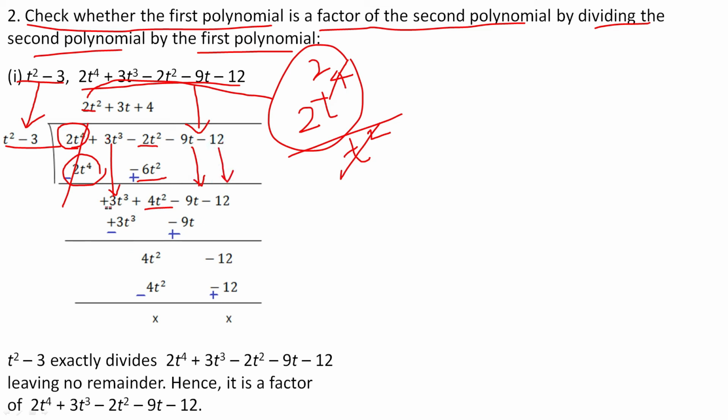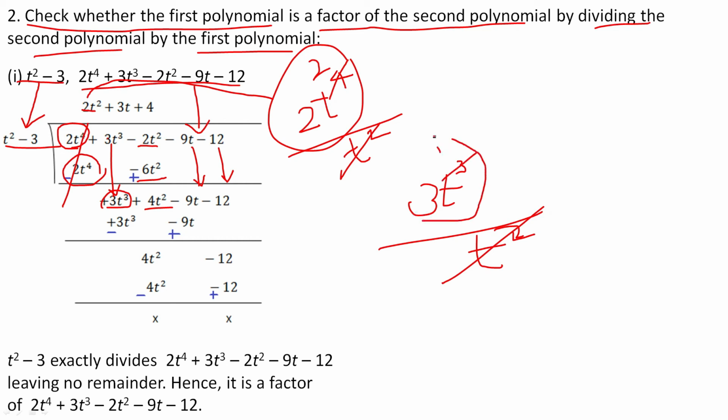Now again 3t power 3 divided by t square. If you divide, cut t square and write 1. So 3t. Write in the quotient 3t.